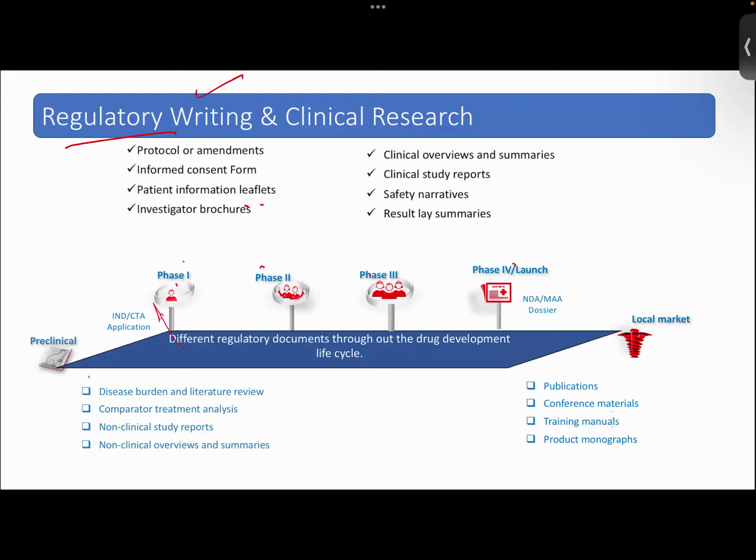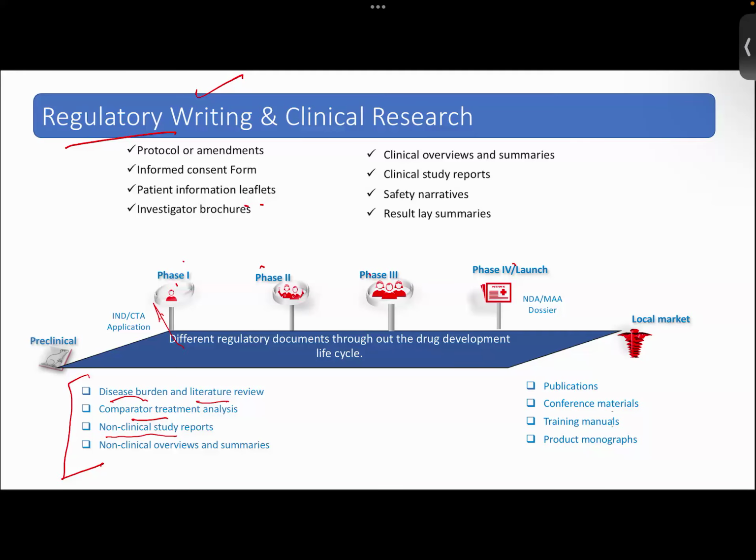Before phase 1, these are the documents that you write. Disease burden, because before you start doing some research, you need to understand how much the disease burdens the common public, because if the burden is a lot, then only do they plan a clinical trial, right? So disease burden, literature review, comparative treatment analysis. You compare the treatment with already available treatments. It's kind of a cheat sheet. What are their benefits? What are your benefits?